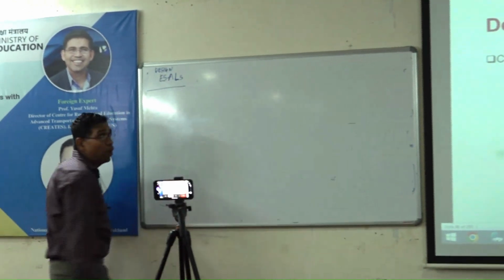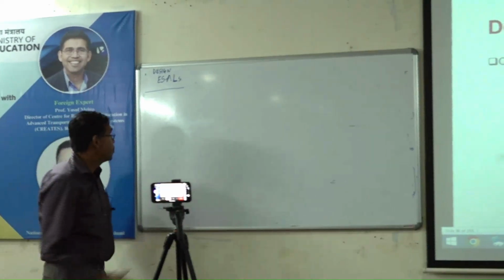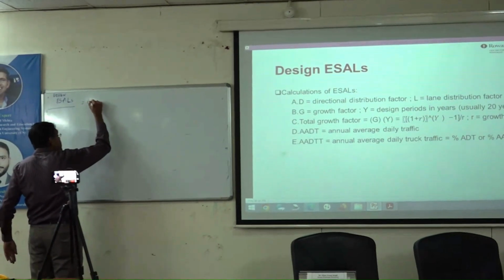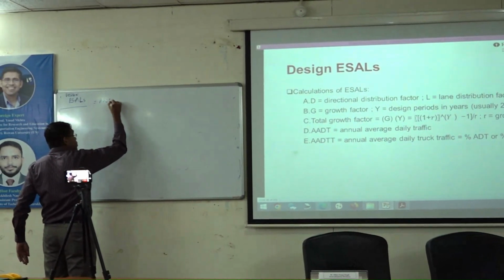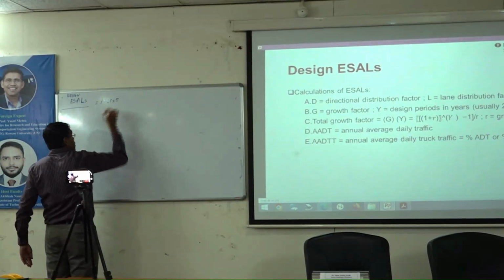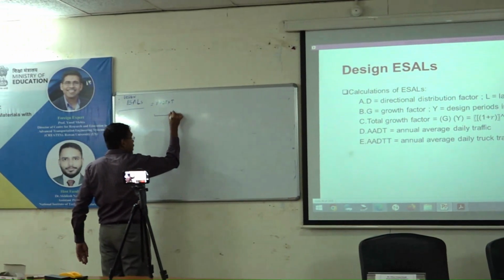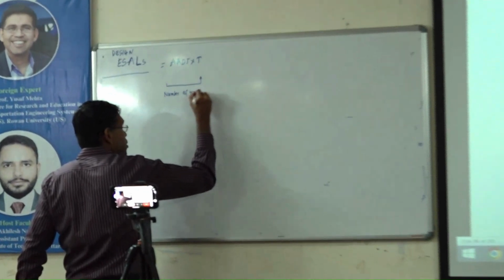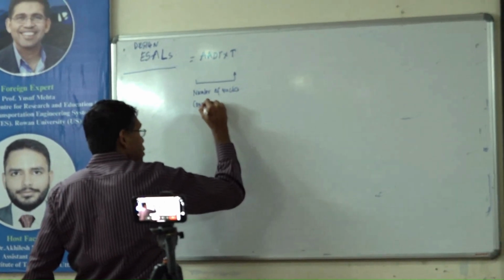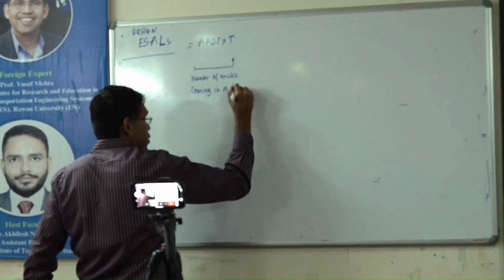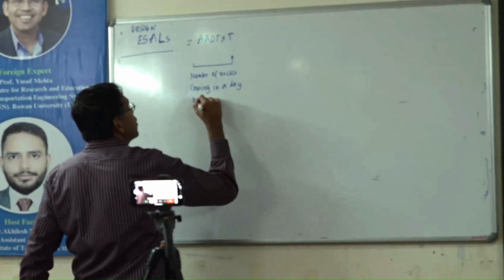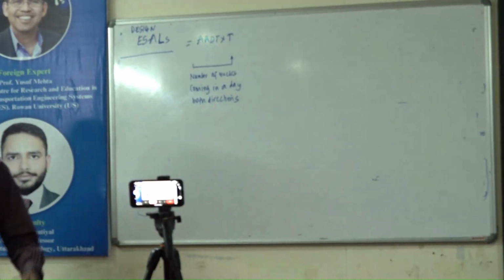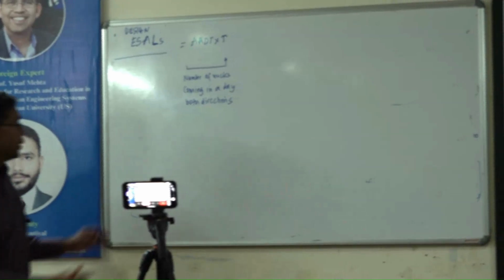Design ESAL. What is coming in 20 years, let's say? Given by AADT times truck factor. This is the number of trucks coming in a day, right? Both directions. Got it? Both directions. Number of trucks coming. Very straightforward. Times D.